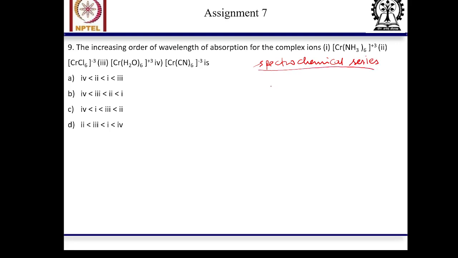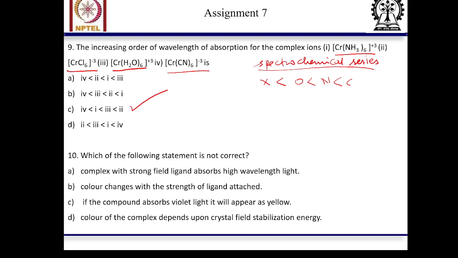Now in the spectrochemical series we know that X donor, then O donor, then N donor, and then C donor. First it will come CO, CN, then NH3, then water, then finally X. So CNOX means 4 will be the first, then first, then third and second. That C option is the correct.